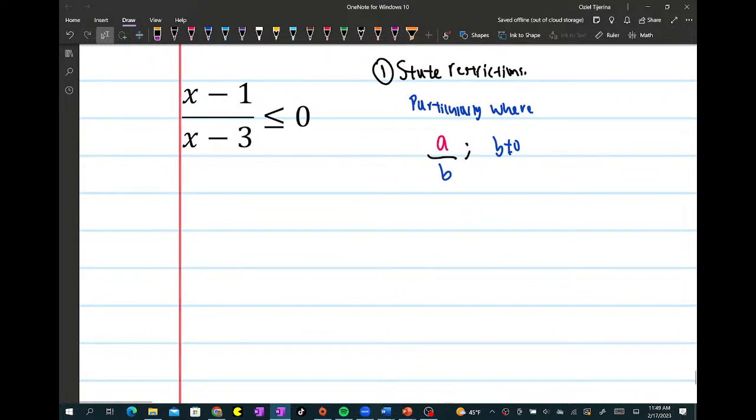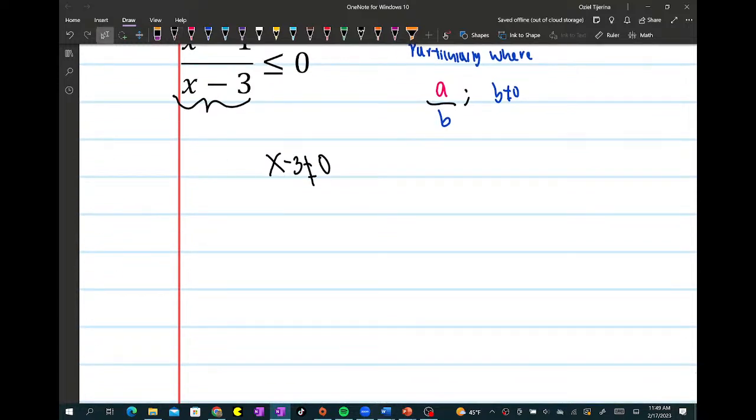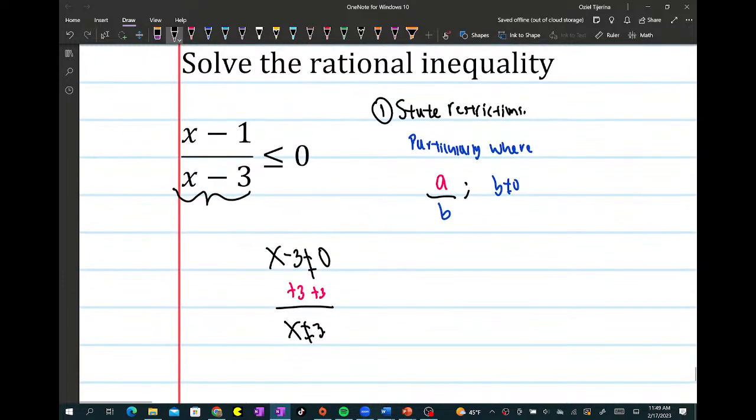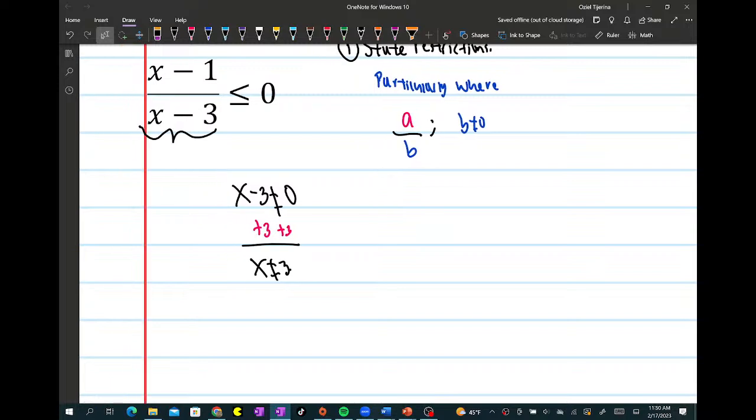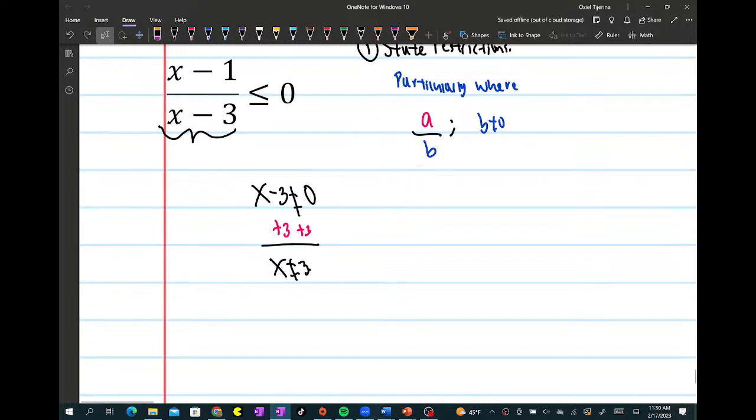And so here, the denominator, we have x minus 3. Now we're going to go ahead and set that not equal to 0. And we add 3 to both sides. We solve for x, and we have x cannot be equal to 3. So we know for a fact that when we actually go over inequalities, or when we actually do the problem, 3 is not going to be included in the interval because it's a restriction.